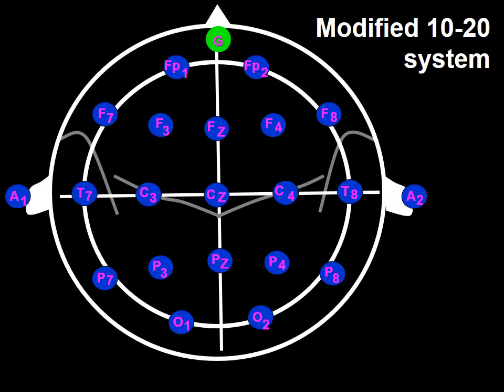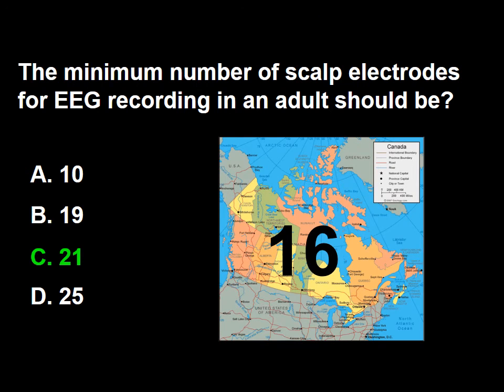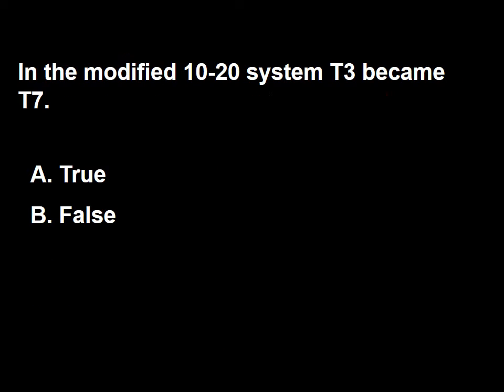This frame presents a diagram of the 10-20 electrode placement. The number of electrodes usually considered the minimum to record a regular adult EEG in the United States is 21 electrodes plus a ground. So the answer to this question is C. Nevertheless, in Canada, going by the 2002 recommendation, the least number of electrodes that should be used is said to be 16.